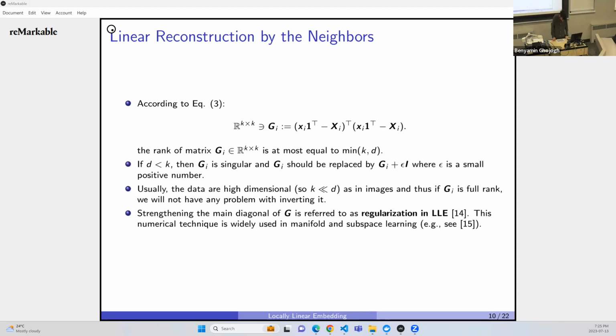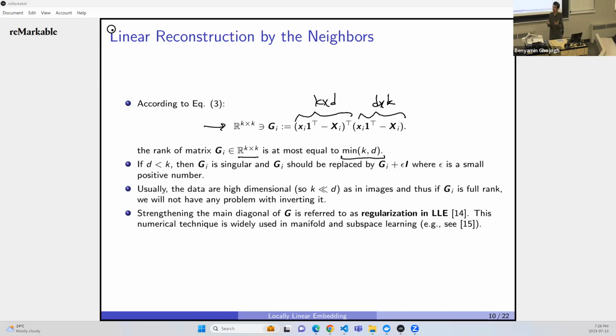So now let's talk about gi. Do you remember this is what we defined as gi, the gram matrix, which was k by k? It's k by k, and its rank is at most the minimum of k and d. Why? Because this is d by k, and this is k by d.